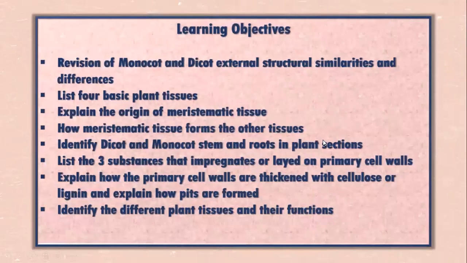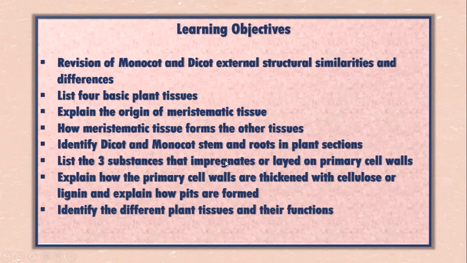Welcome. Learning objectives. We want to quickly revise monocot and dicot external structure, similarities and differences, list the basic plant tissues, 4 of them, explain the origin of the meristematic tissue, how meristematic tissue forms the other tissues, and identify dicot and monocot stems and roots in plant sections.